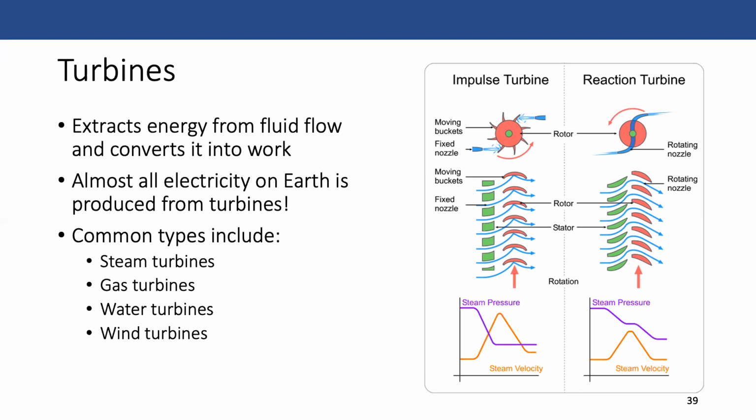Common types include all of these things I just talked about: steam turbines, gas turbines, water turbines, and wind turbines. You don't need to know too many technical details. This isn't a mechanical engineering course about how it works. These are, for example, two different types of turbines: an impulse turbine and a reaction turbine.